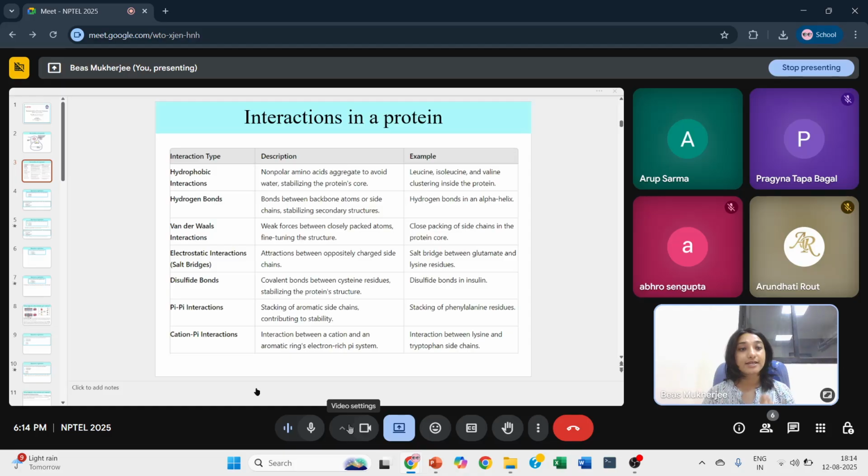Now electrostatic interactions and salt bridges are attractions between oppositely charged side chains. For salt bridges, for example, there is a basic residue and an acidic residue. Let's say there is a lysine, which is a basic residue, and an acidic residue, for example aspartic acid.